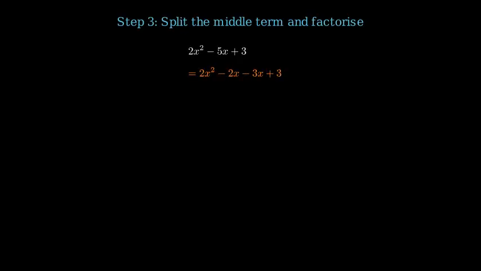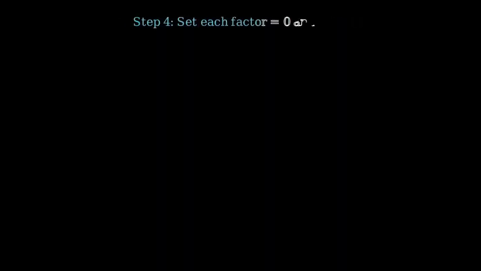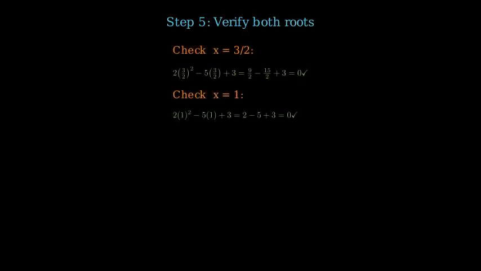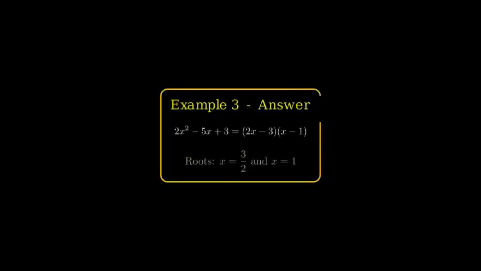Step 3. Split the middle term. 2x squared minus 2x minus 3x plus 3 equals 0. Step 4. Group and factorize. 2x times (x minus 1), minus 3 times (x minus 1) equals 0. So (x minus 1) times (2x minus 3) equals 0. Step 5. Set each factor to 0. x minus 1 equals 0 gives x equals 1. 2x minus 3 equals 0 gives x equals 3 over 2. The roots are x equals 1 and x equals 3 over 2. Both satisfy the original equation.